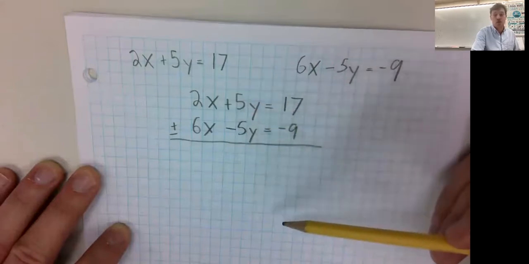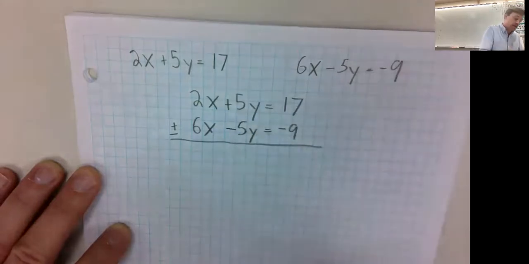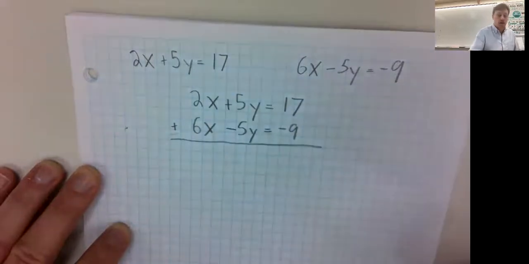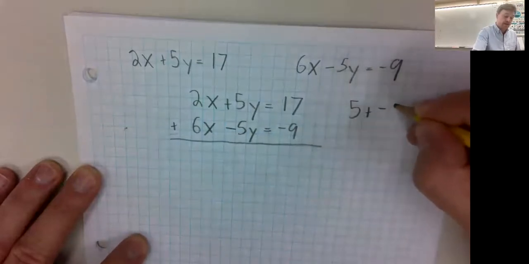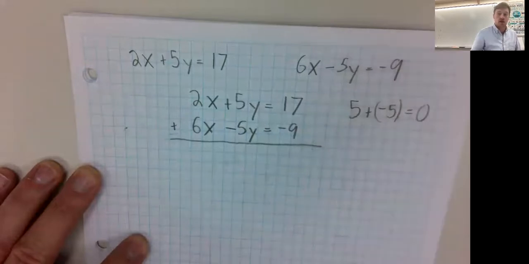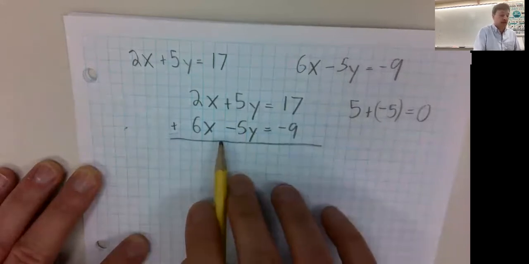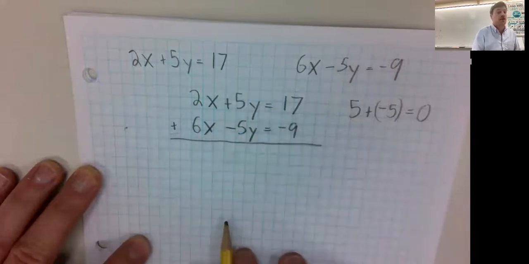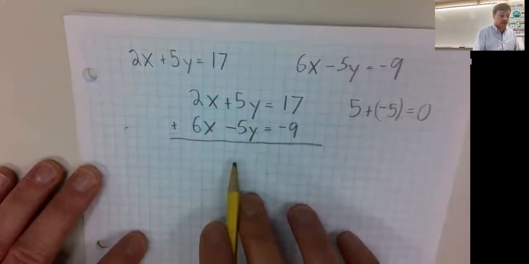Remember, the goal is to have one of these drop out. If I add these two variables, I know that a +5 and a -5 are going to drop out. This is like saying 5 plus -5 gets me to 0, which is what we want, 0y, so that y drops out. So I'm going to use addition in this problem to have my y's drop out. It's not always going to be addition. The next problem is going to be subtraction. But always be thinking about whether I should be adding or subtracting.